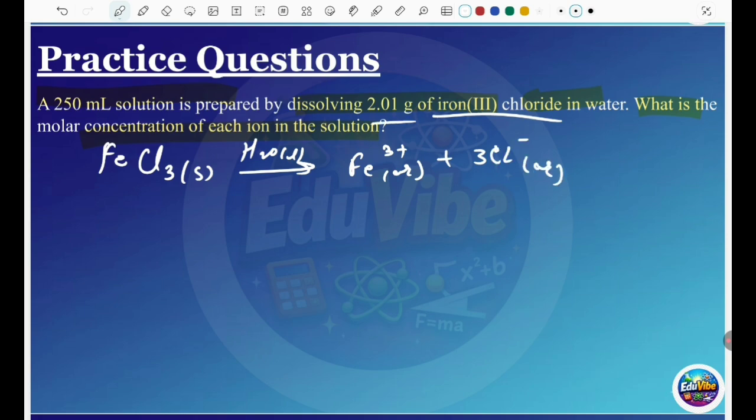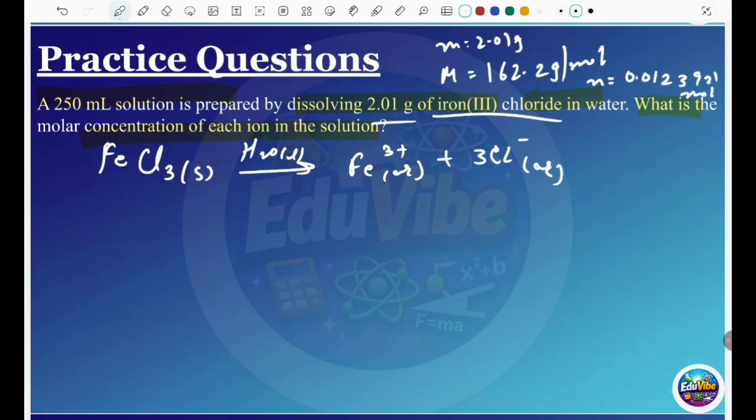So you have a mass of the iron chloride. You have to find the molar concentration of this, with a molar mass of about 162.2 grams per mole. And you can find the n from here. You get n of 0.0123921 moles. Done. And you have a volume given, which is 0.25 liters. And you can find the C from here. When you find the C, you will get the FeCl3 C of 0.04958 moles per liter.